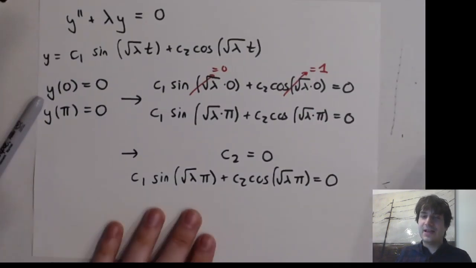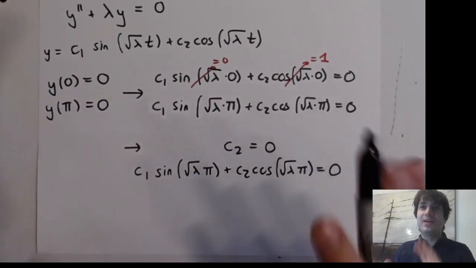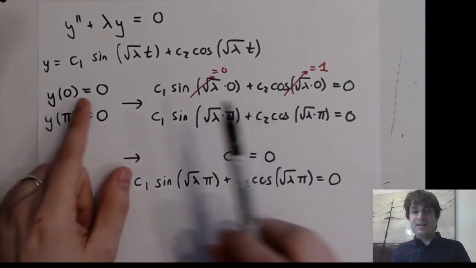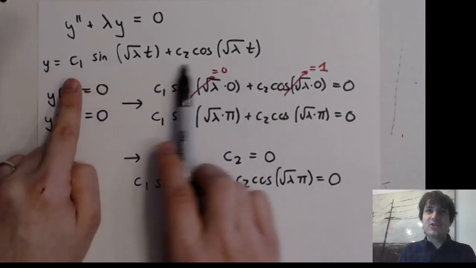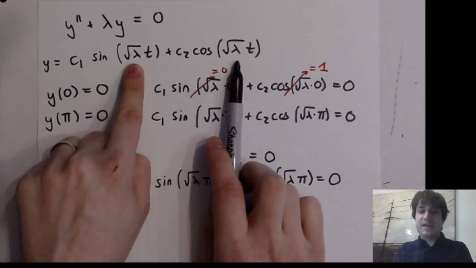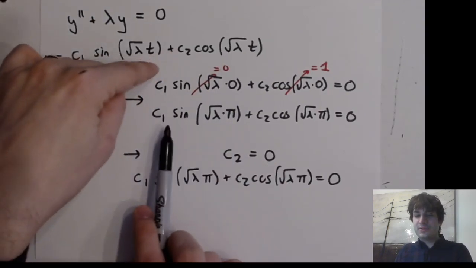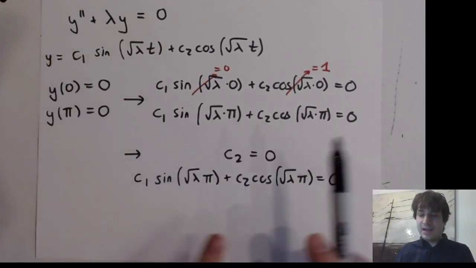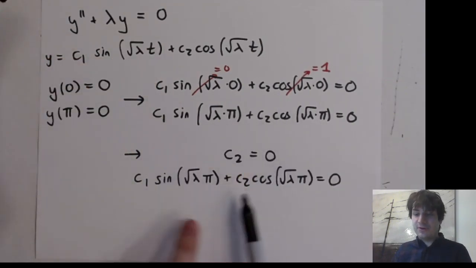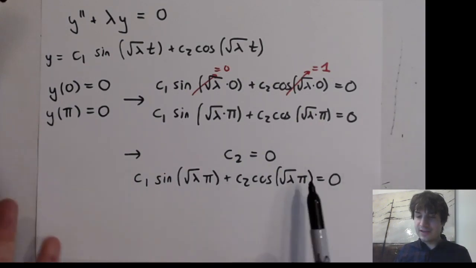So here is how I approach this problem. If you're finishing up, you can finish up in Top Hat. I'm going to tell you what I did. I found the general solution, which involved the square root of lambda and sines and cosines. Then I took my two pieces of information and turned them into two equations by plugging them in. The first equation just says C2 equals 0. The second equation is this funny thing involving sine and cosine.